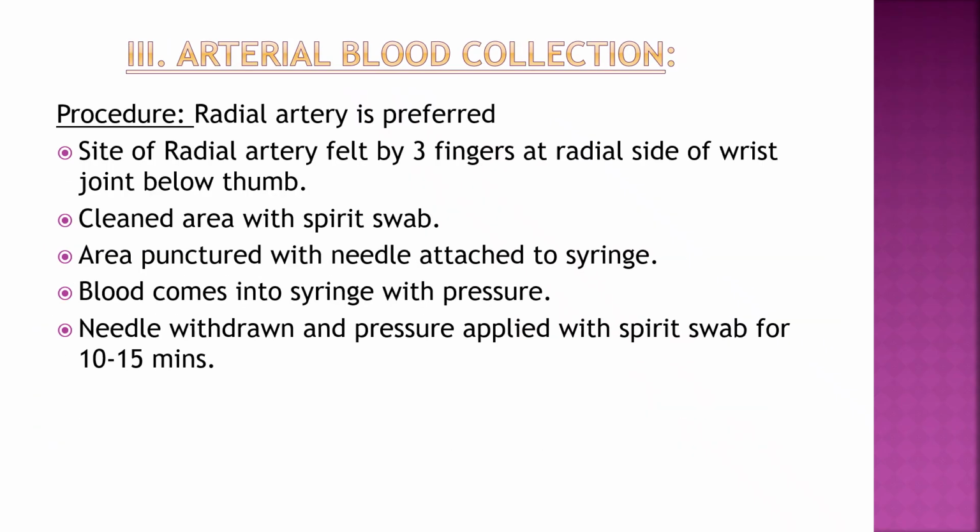So here you can see the third method, the arterial blood collection method. The radial artery is preferred, and it is felt with 3 fingers at the radial side of the wrist joint below the thumb, where the radius bone is. Clean that area and puncture the site with a needle attached to a syringe. Blood will come into the syringe, and after an adequate quantity is withdrawn, apply pressure for 10 to 15 minutes with a spirit swab.